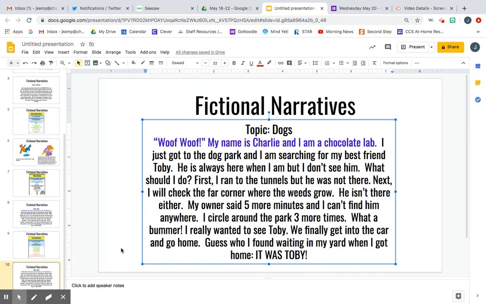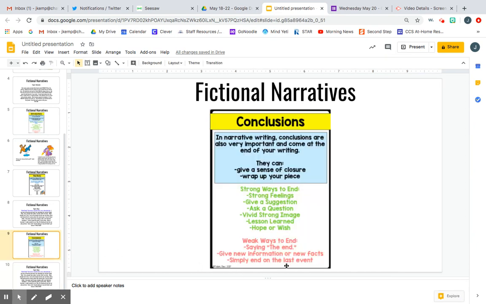I circle around the park 3 more times. What a bummer. I really wanted to see Toby. We finally get into the car and go home. Guess who I found in my yard when I got home? It was Toby.